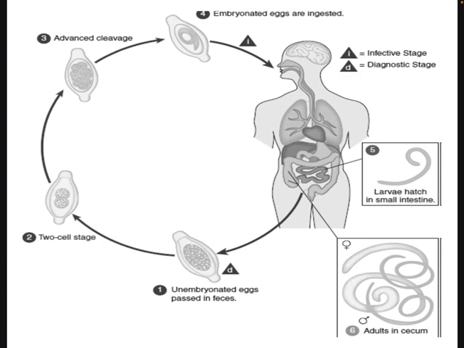As a life cycle, the eggs will come outside unembryonated. Then they become mature in about 2 to 4 weeks. They now contain larvae, and then are ingested, go to the intestine, hatch in the duodenum, become adult worms, and migrate to the cecum and ascending colon.